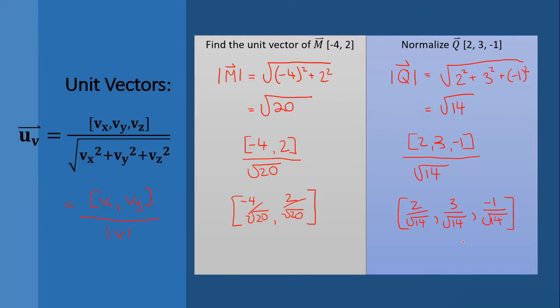There we go. We have normalized Q. We have found its unit vector. Same here. We have normalized M. We have found its unit vector.